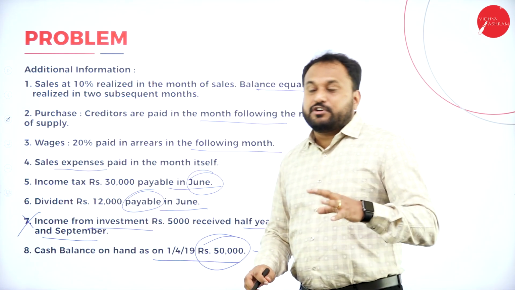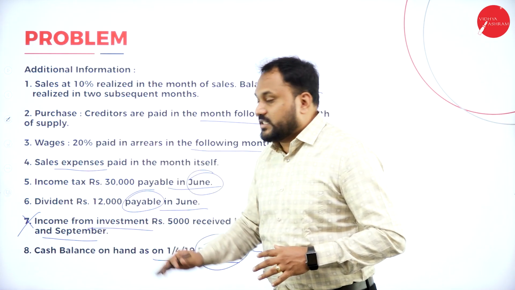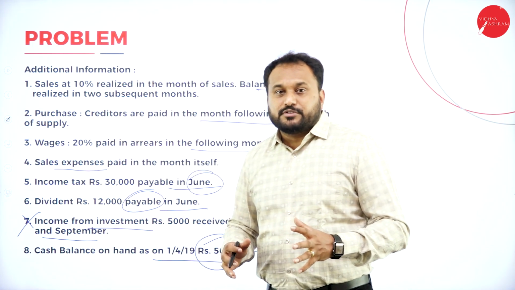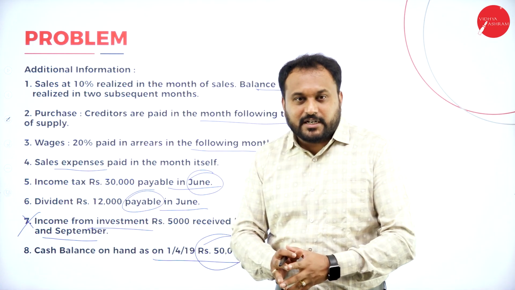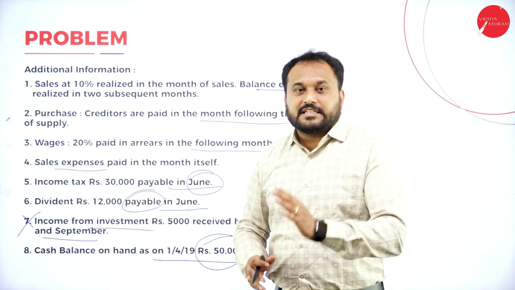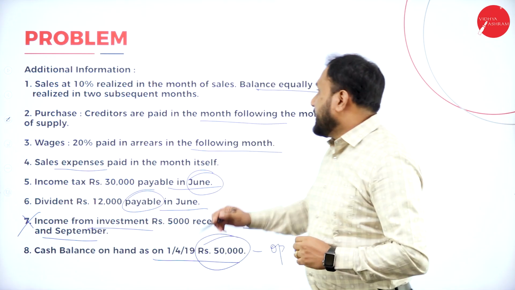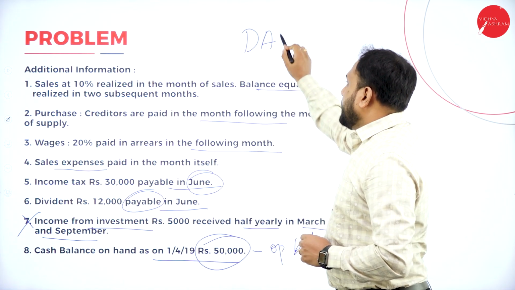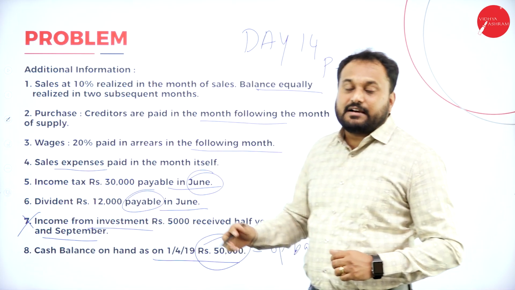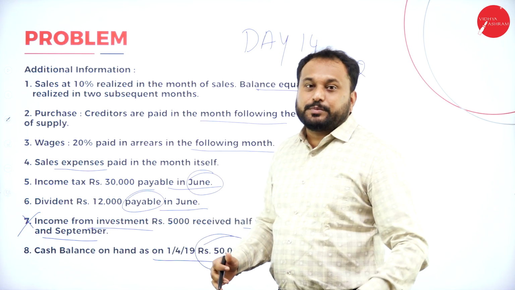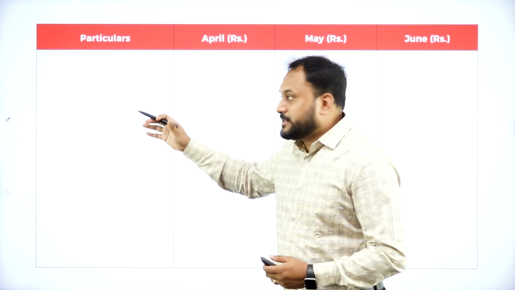So you are supposed to go with only working notes of sales and purchases with the wages. I'll tell you what exactly you are supposed to do: go to YouTube, subscribe to the Vidhyaashram channel, and go to the playlist. In the playlist, there is something called ACMA, which I have done. Day 14, I'll just repeat here, Day 14, problem number 2. If you go with it, I have solved the entire thing for you, and that is how you will get the cash budget.